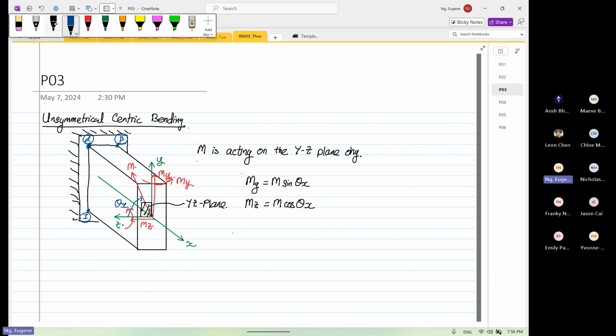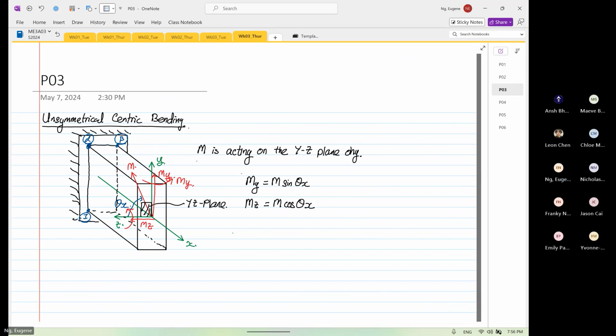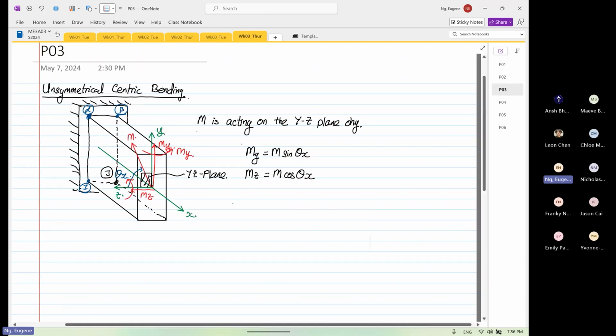And if I were to sketch the hidden detail, if I were to sketch over here, this is our J. Okay, that's our J. So now we're going to view this in 2D now.